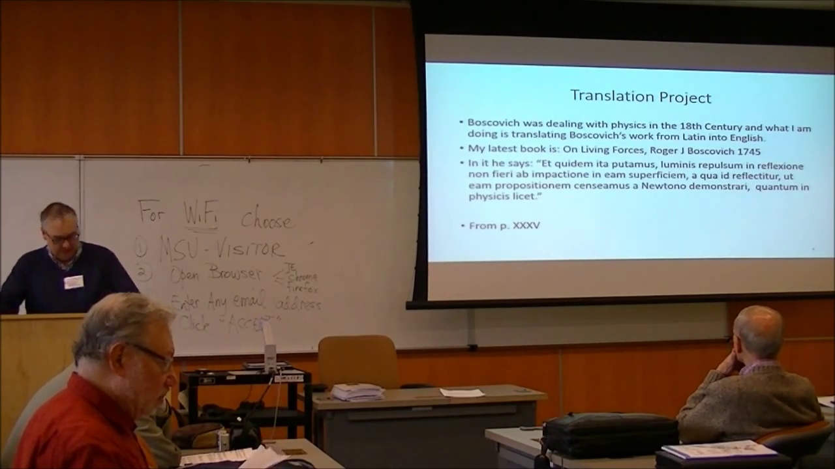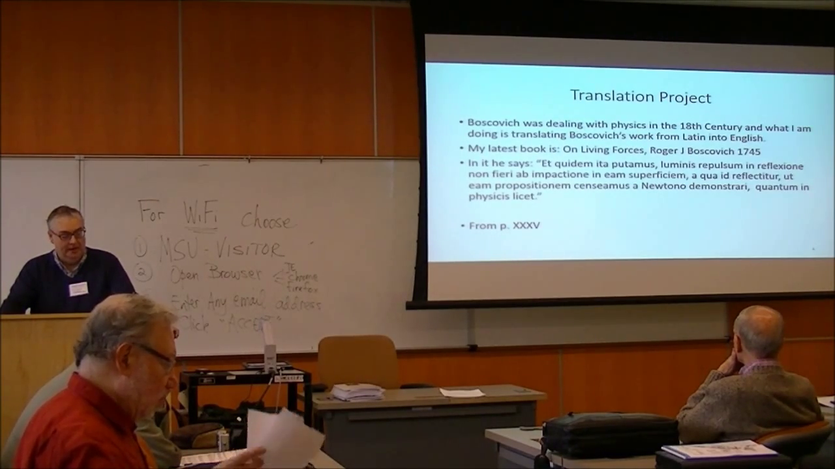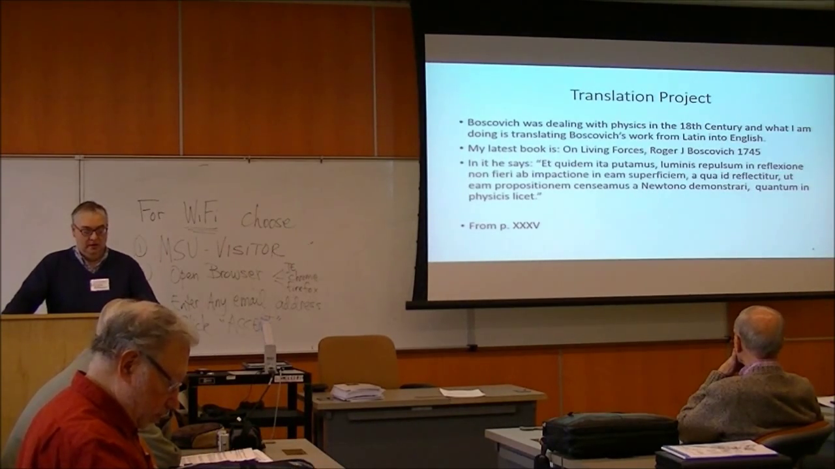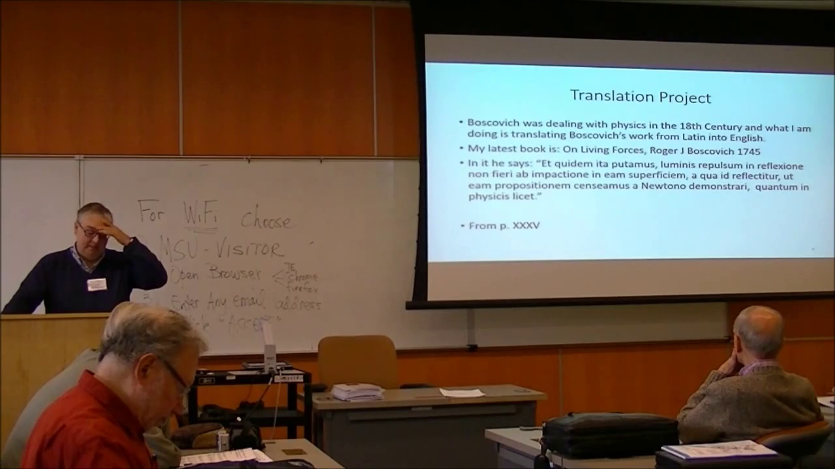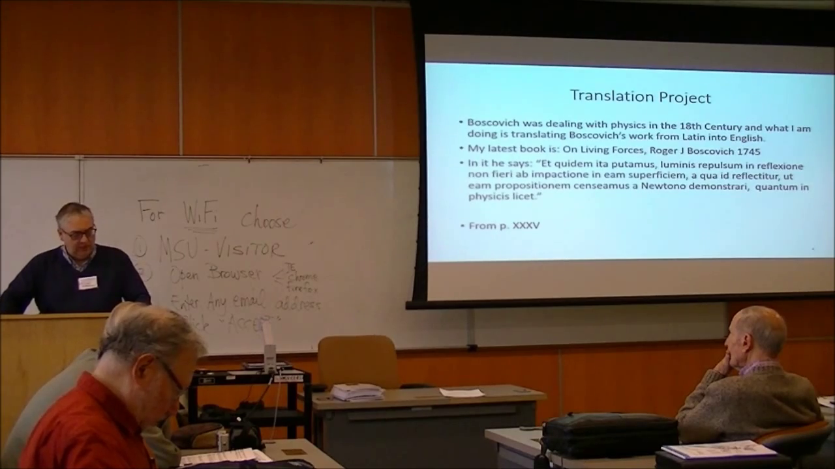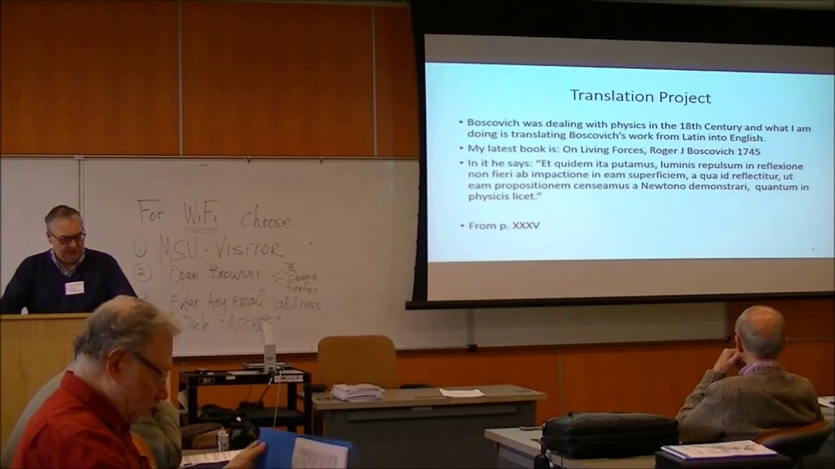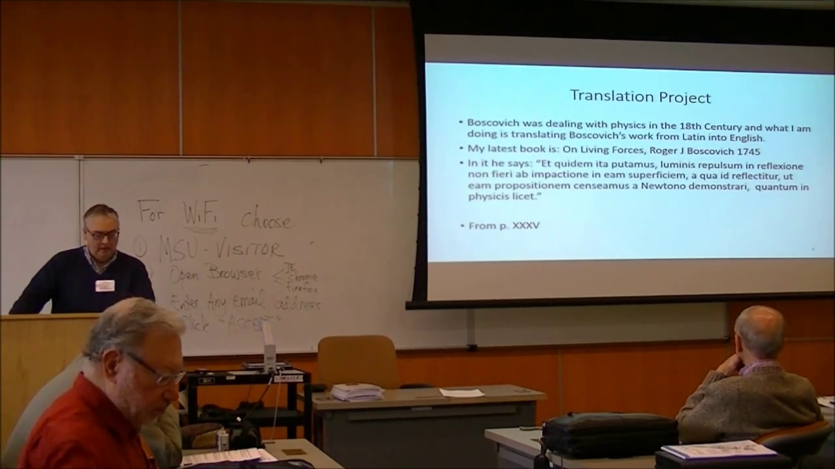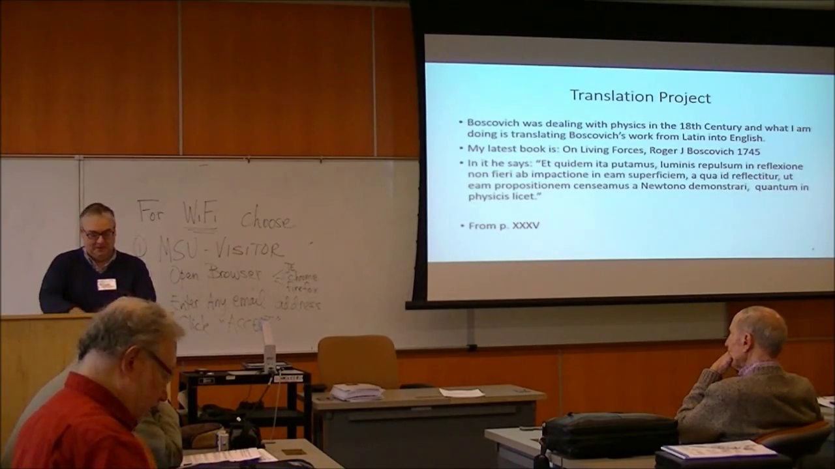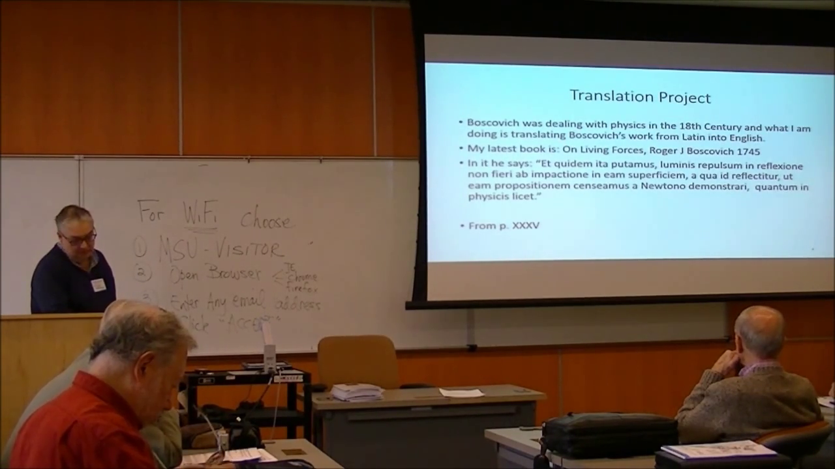So on my part of the work, I'm trying to do translation. And Boscovich was dealing with physics in the 18th century. And what I'm trying to do is translate Boscovich's work from Latin into English. My latest book is entitled On Living Forces, and it was written by Boscovich in 1745. In it he says, et quintum, and so forth. This is all Latin, but you can recognise there that there is the word Newton, and so forth.